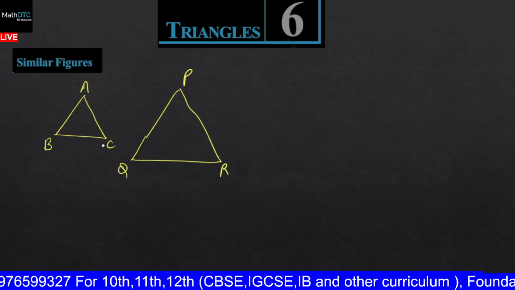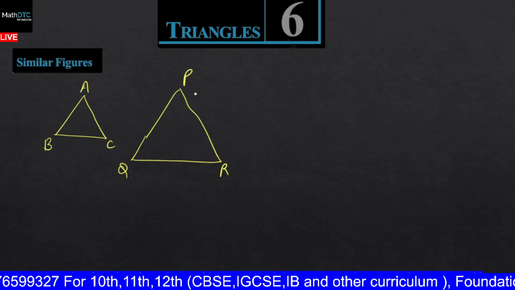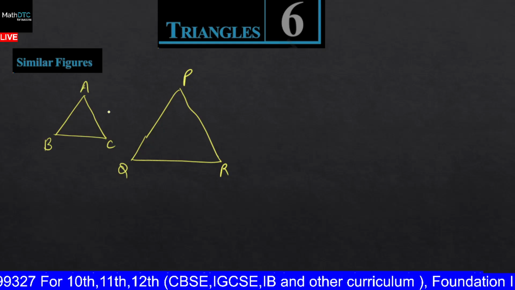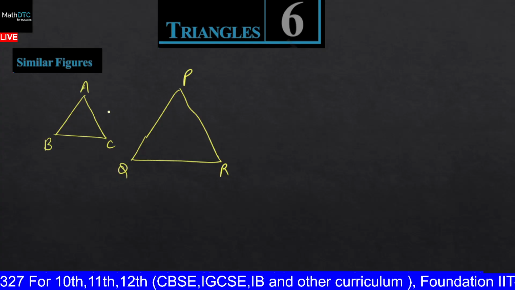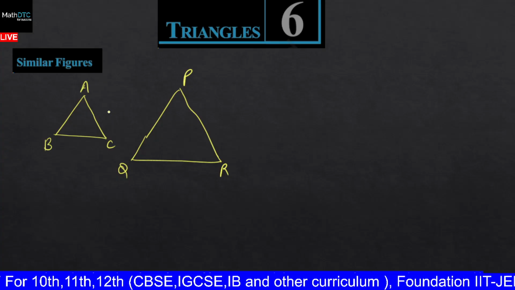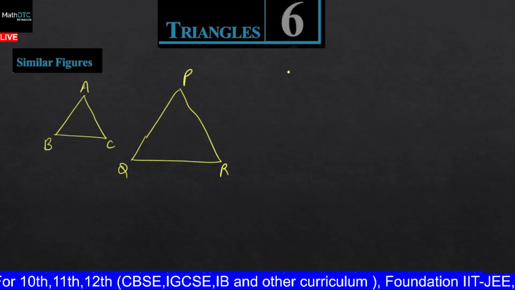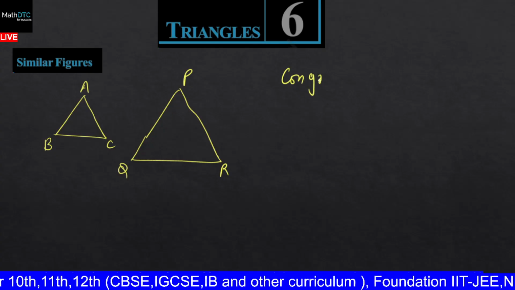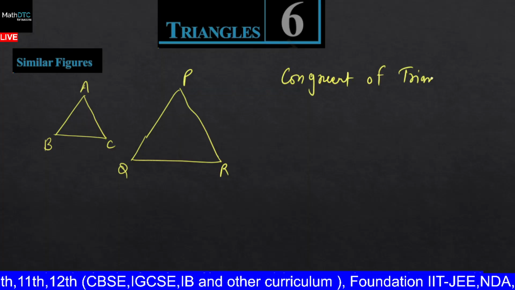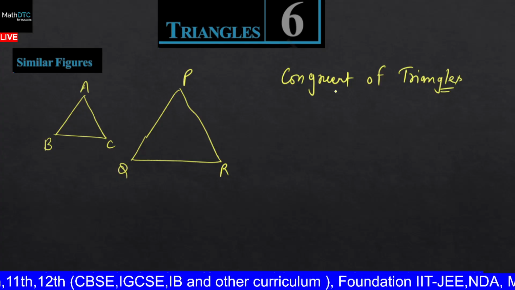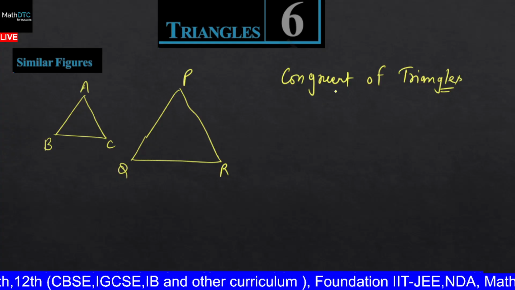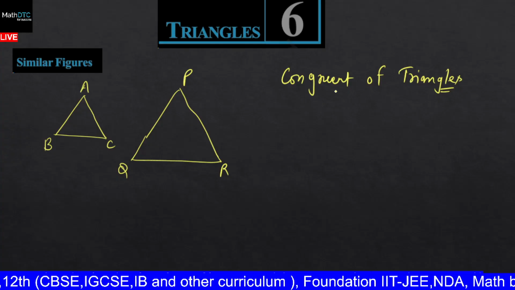So we have two triangles, and the most important thing is that in the previous class, grade 9, we had discussed the congruence of triangles. Remember? Can you recall what is the congruence of triangles? The properties of congruent triangles? We determine how triangles are equal.